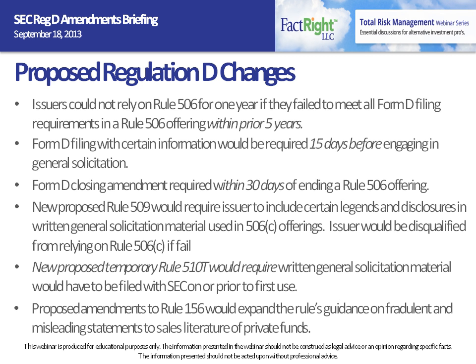There's a proposed temporary Rule 510P that would require general solicitation material to have been filed with the SEC on or before its first use. And as importantly, the amendments would apply Rule 156 to general solicitation used in a 506C offering. So there'd be new exposure, in addition to the other anti-fraud provisions, to the issuer if it doesn't comply with Rule 156.